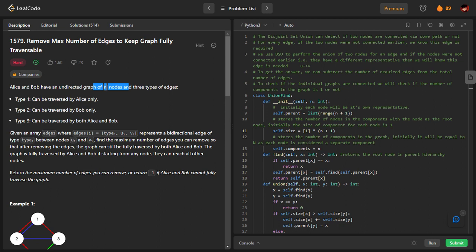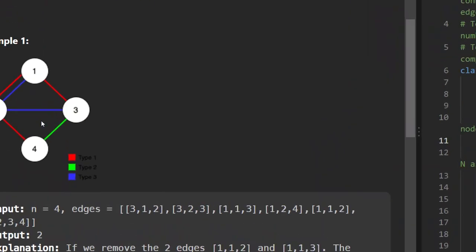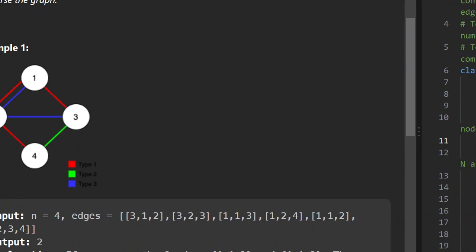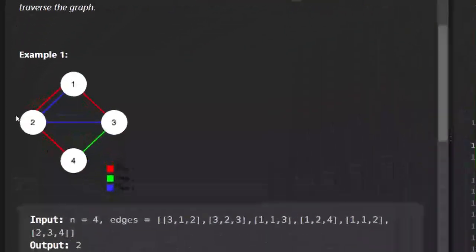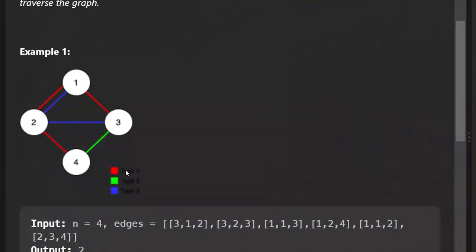And there are three types of edges present here. The types of edges are three. What are they? I will just show you this diagram. This is the diagram given to us. So there will be three types of edges. You can see there are three colors being used for the edges. So we have three types of edges.